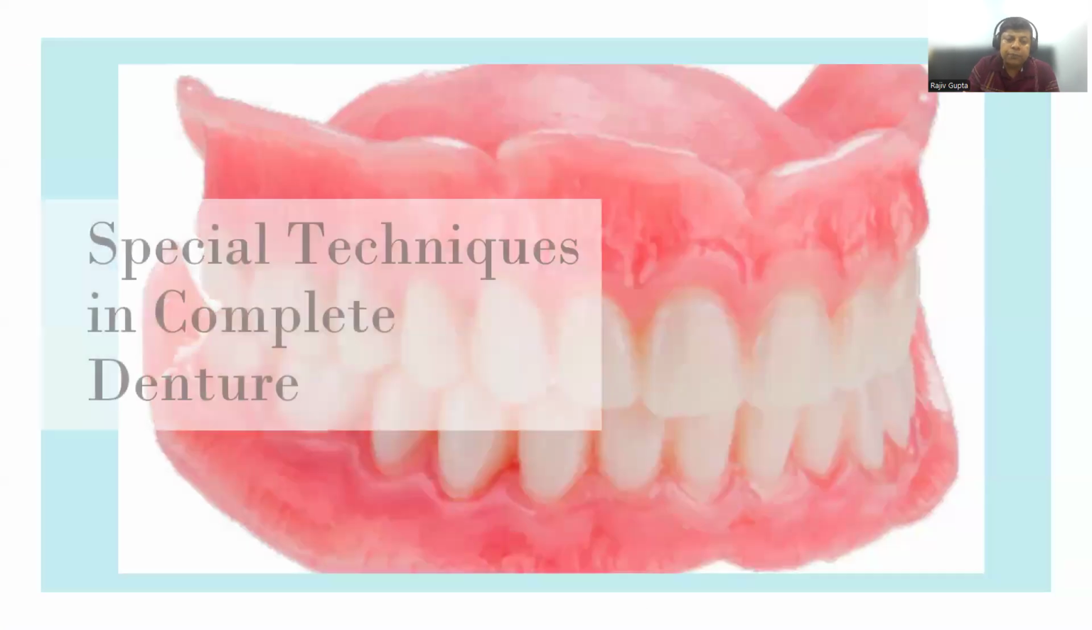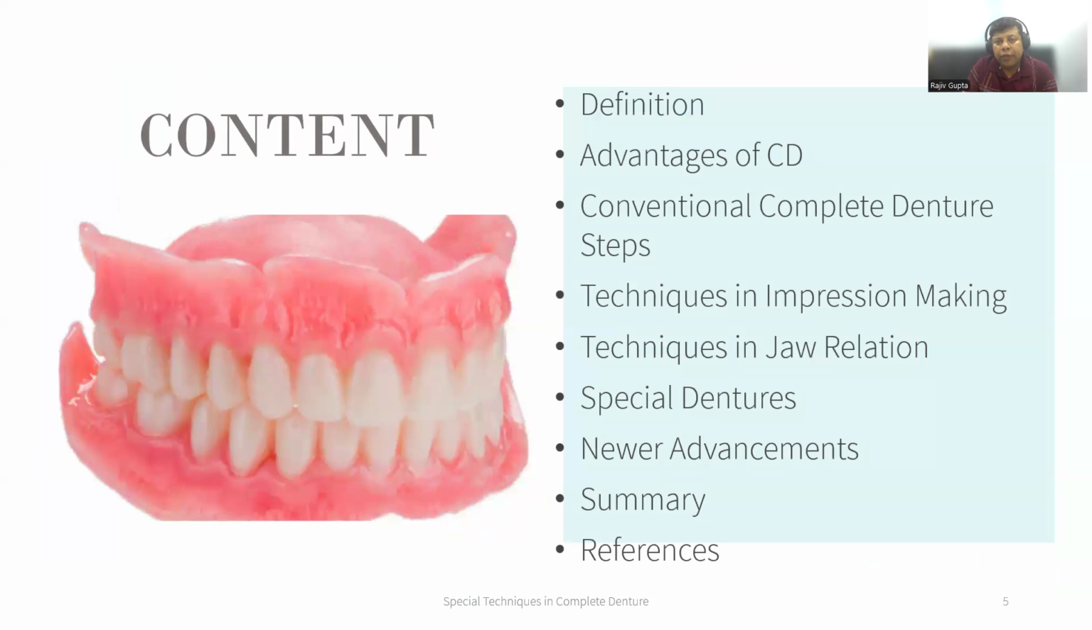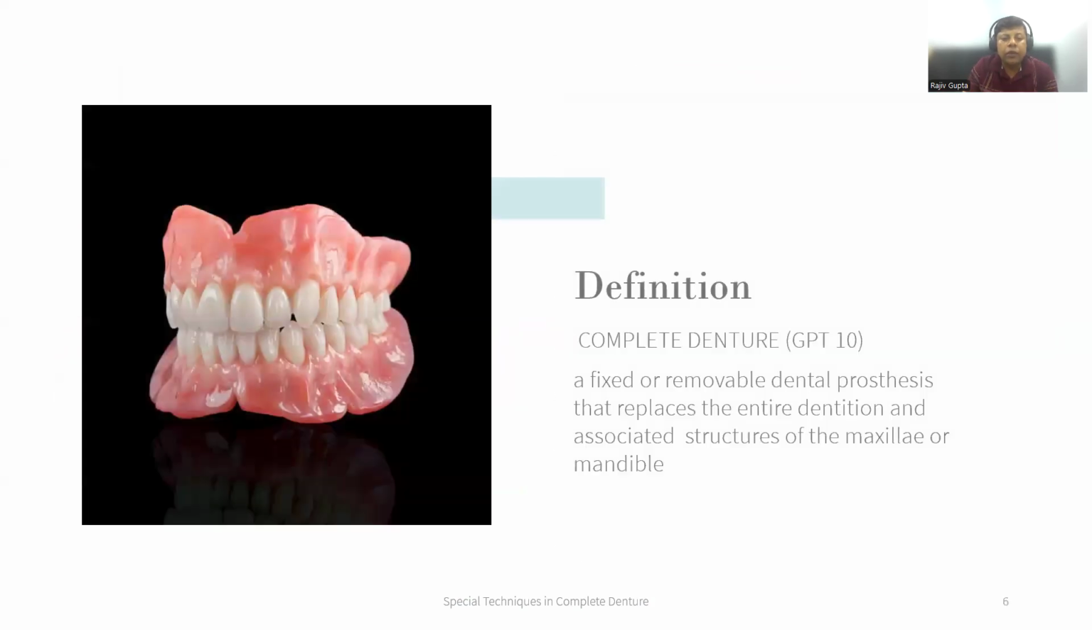So the topic which has been assigned to me is special techniques in complete denture. I'll be covering this topic under various headings like definition, advantages of CD, conventional complete denture steps, technique in impression making, various techniques of jaw relation, special dentures, newer advancements, summary, references. I'll be trying to focus on the basic conventional steps required for a conventional complete denture, and then a few modifications of the special techniques for various clinical situations we might encounter in our day-to-day clinical practice.